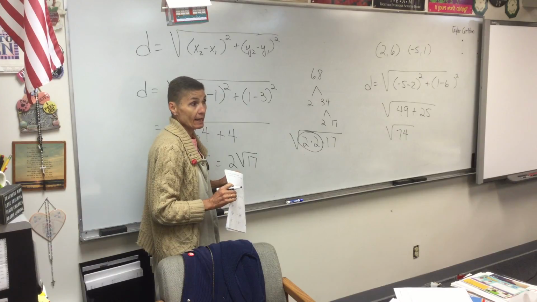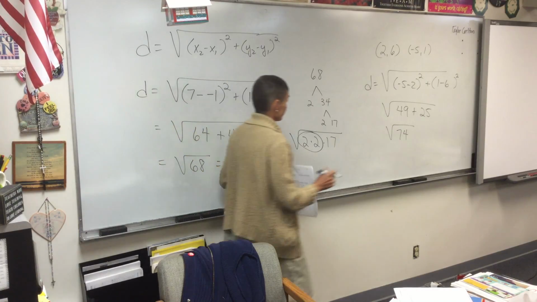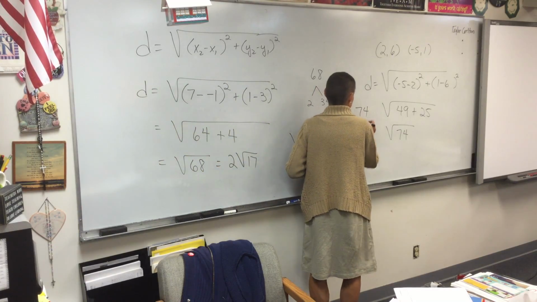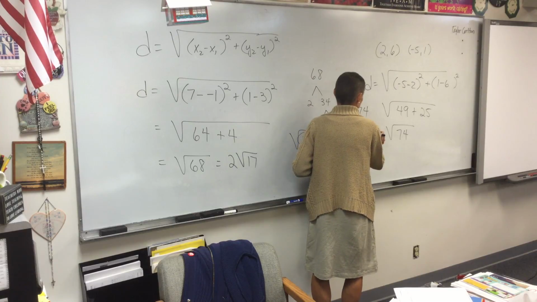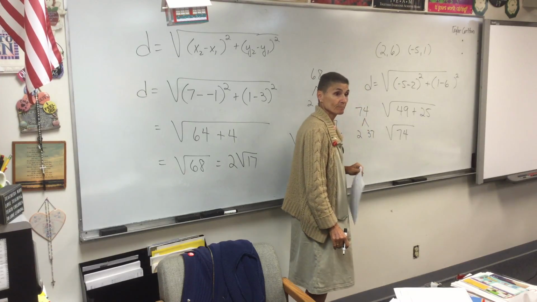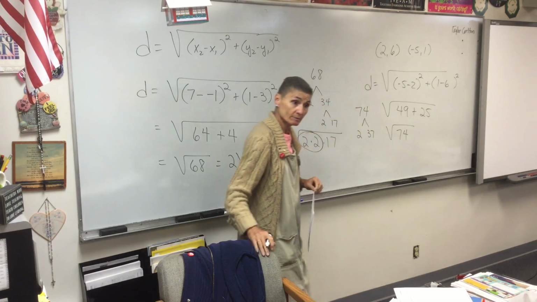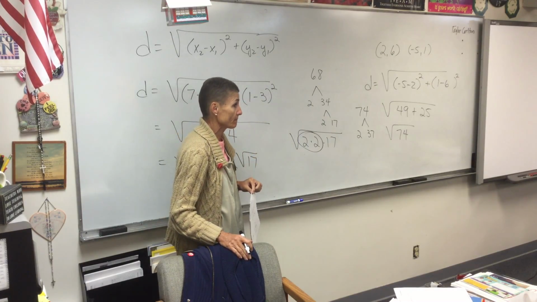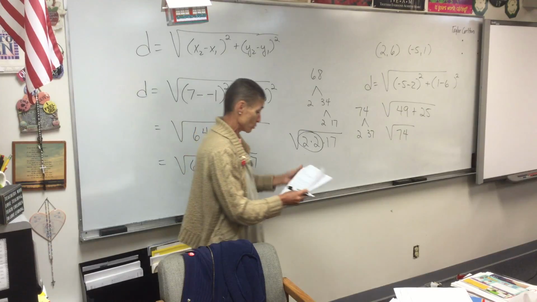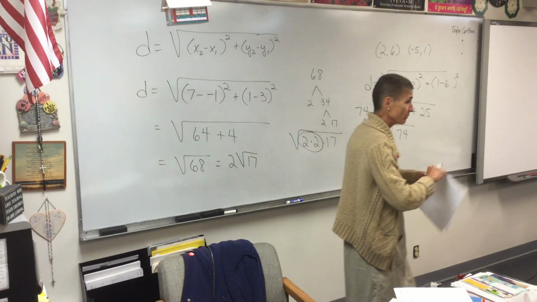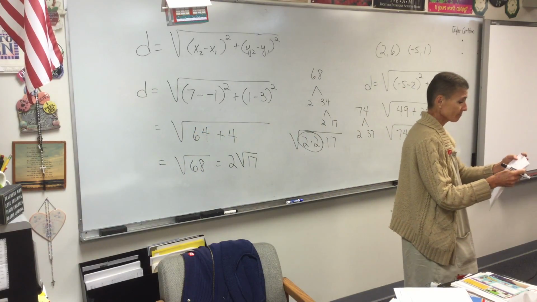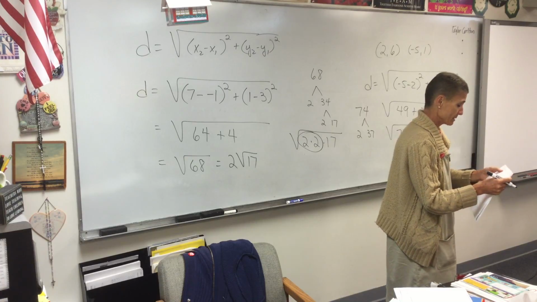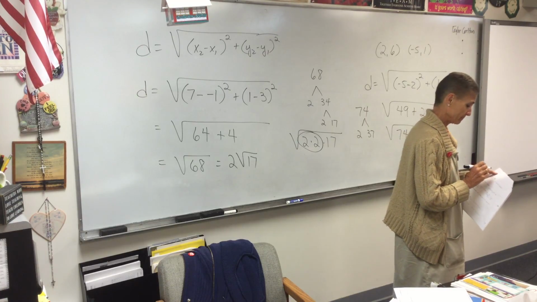Now we're going to break it down. Or not, right? That one doesn't break down because that's it, 2 and 37, no perfect squares. All right, there's one more on the back side. Could you do that one for me, please? On your own. See what you come up with.